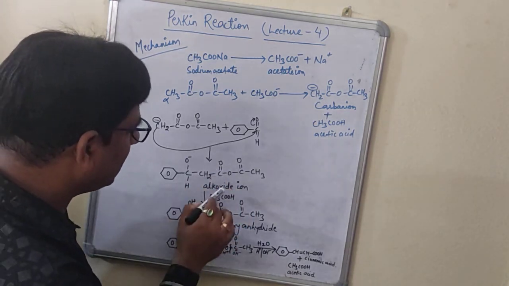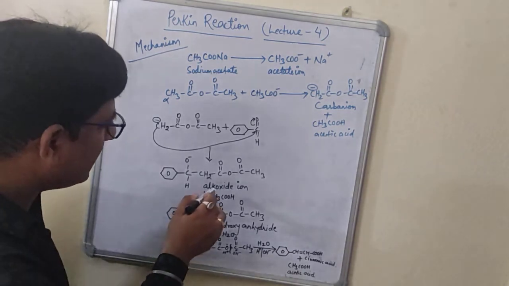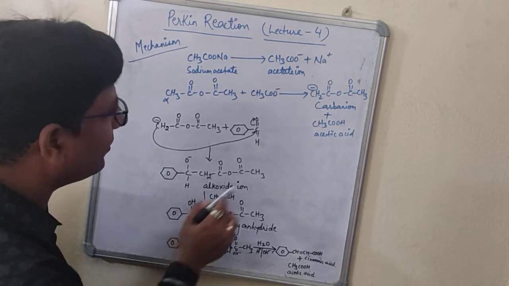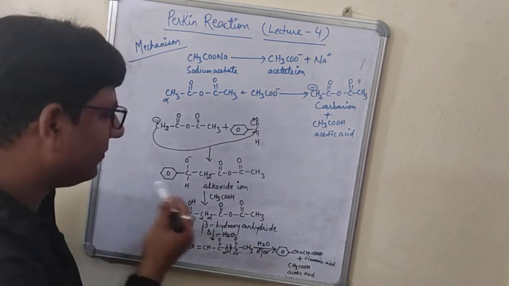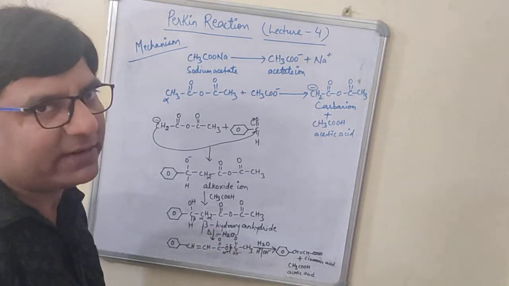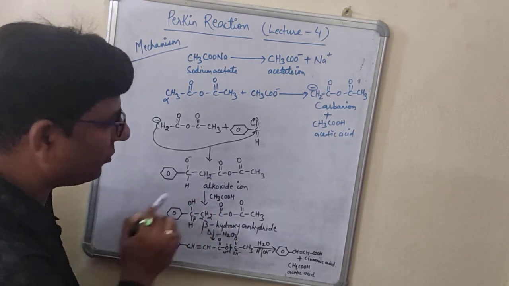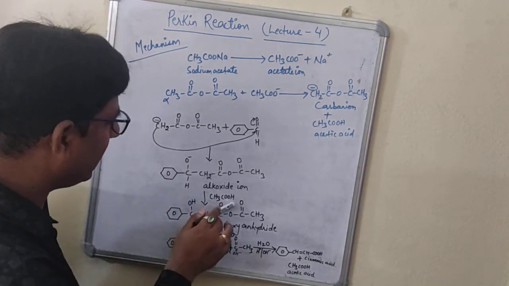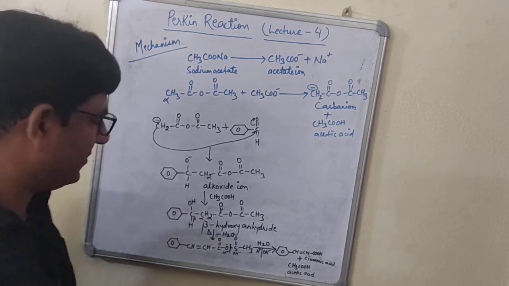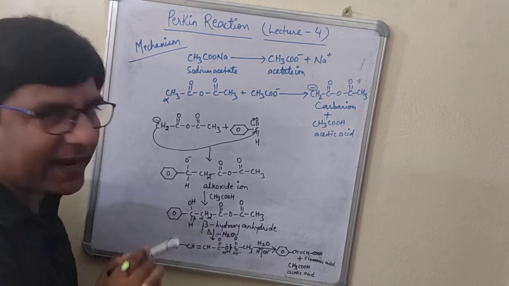The name of this intermediate is what? Alkoxide ion, right? Now this alkoxide ion will react with what? The acetic acid. Any acid you will use, you know about the acid, that it will easily lose the proton. So we will take the proton from this acetic acid. This H plus will go and join with this O minus. That is what we are getting here, and the name of this compound is beta hydroxy anhydride.